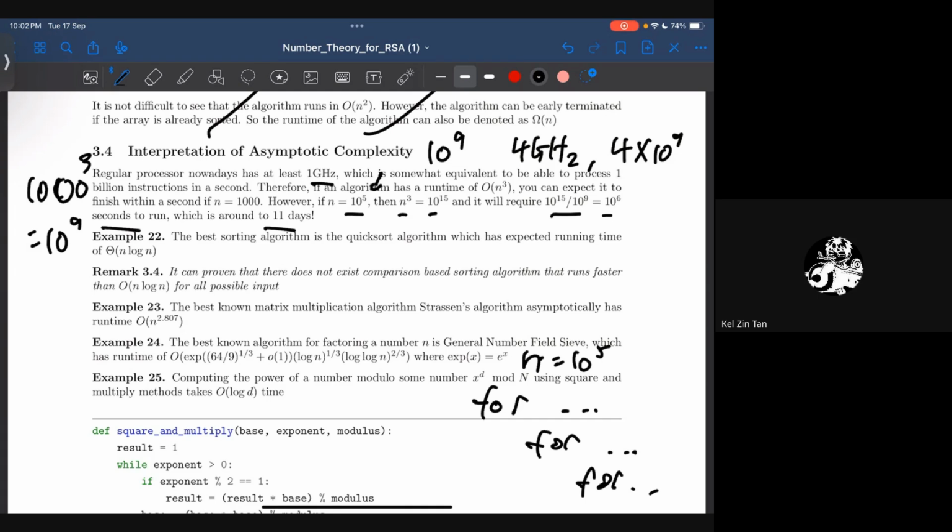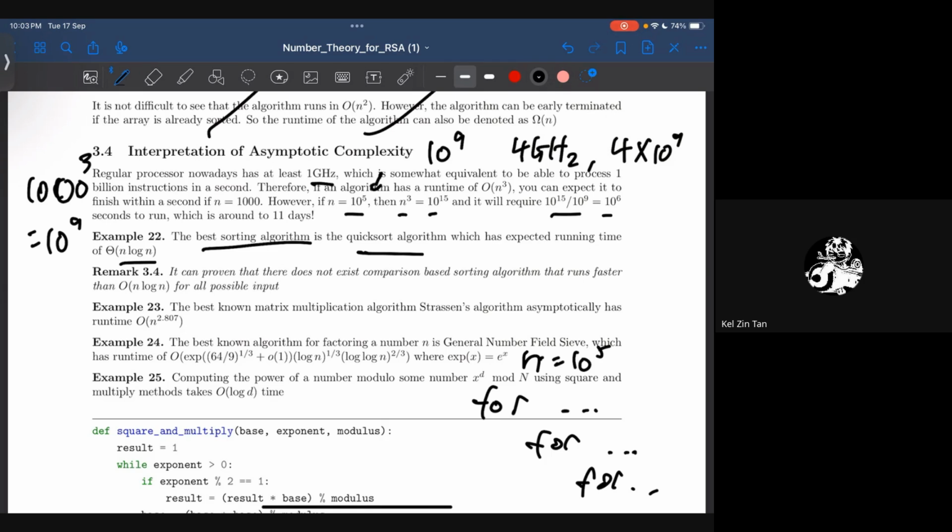Of course, it is just an approximation, but somewhat this is correct. So right now, let's look at some of the algorithms that we have and see their runtime. So we know the best comparison sorting algorithm that we have is quicksort, which has an expected running time of n log n.